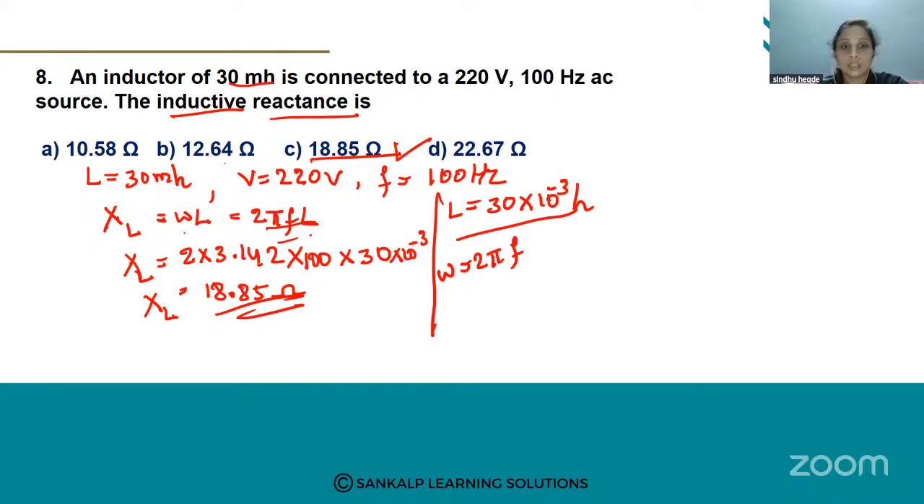2 into 3.142 into 100 into 30 into 10 raised to minus 3. Finally, you get the answer, 18.85 ohm. It is 18.85 ohms. Okay. This is the answer. Understood or not? I hope you all have understood this, right?